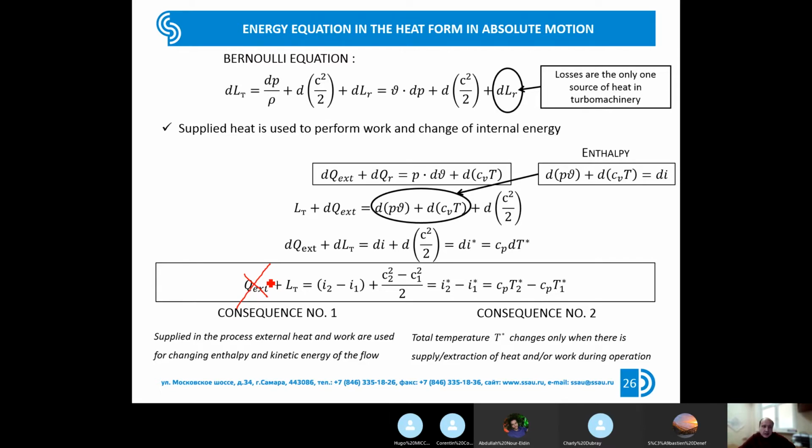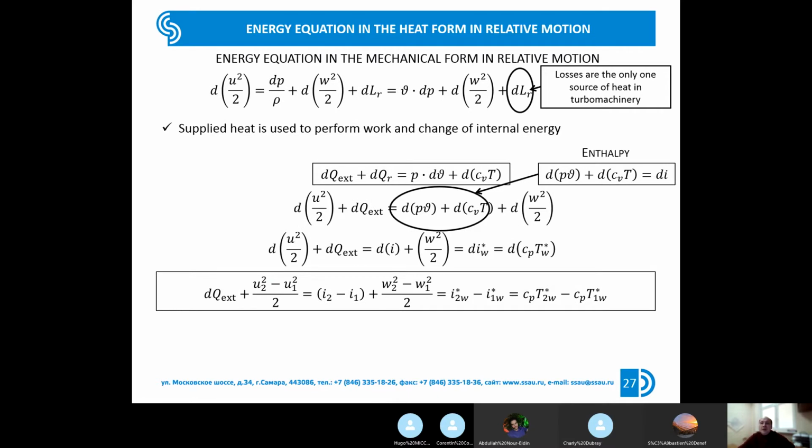So let's discuss the last energy equation. It will be the energy equation in heat form in relative motion. This equation is received like in the previous case, the energy equation in heat form in absolute motion. But we will take the energy equation in mechanical form in relative motion, the differential shape of this equation. We modify it a little bit.